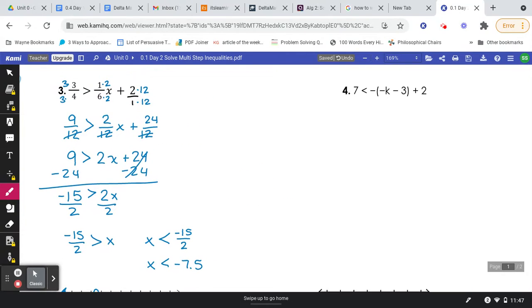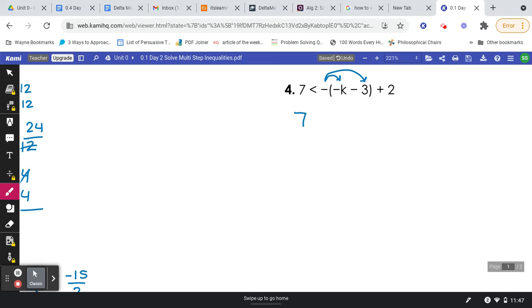For the next example, number 4, we'll need to start by distributing the negative. So 7 is less than k plus 3 plus 2.